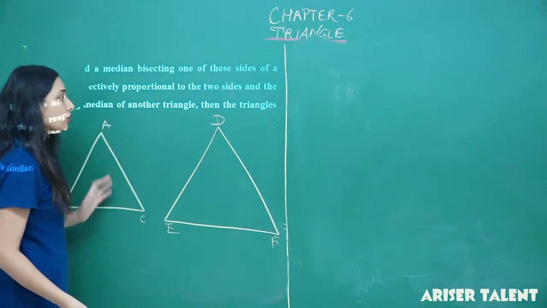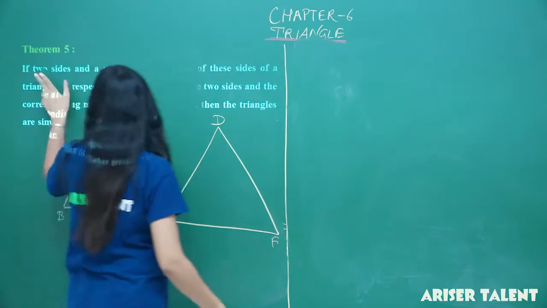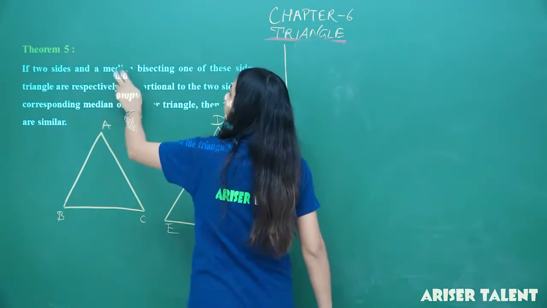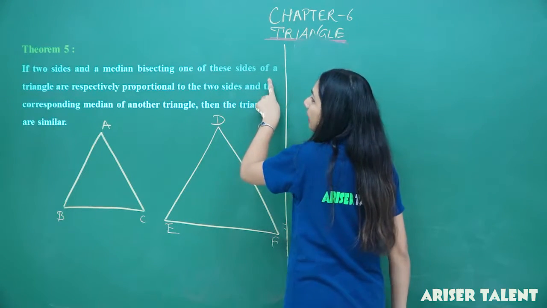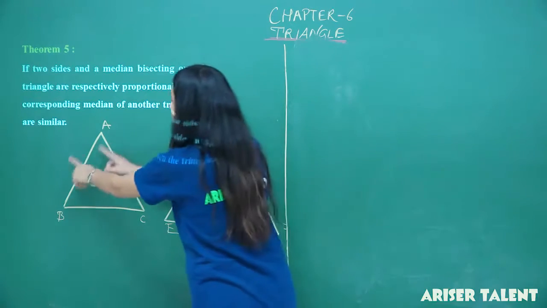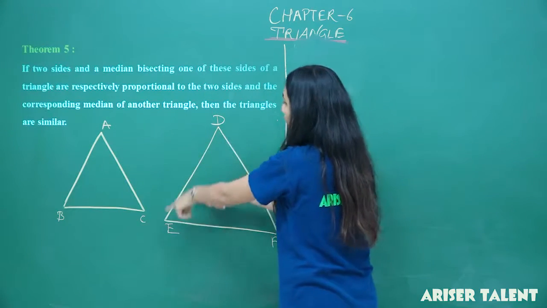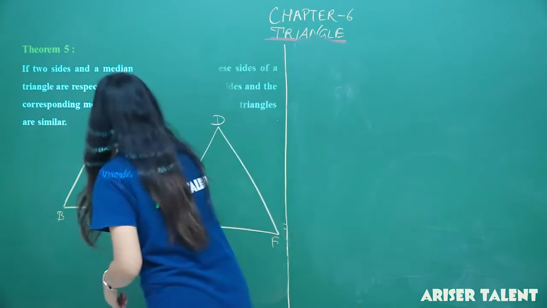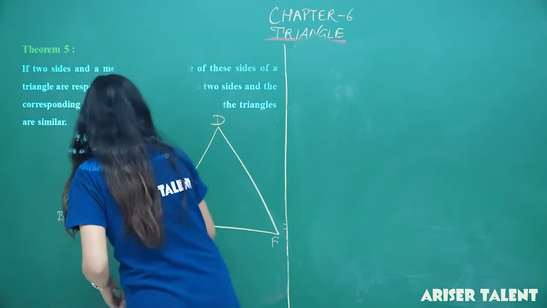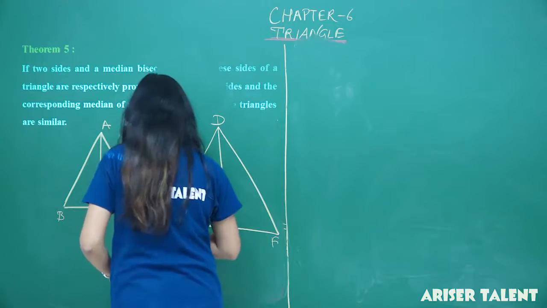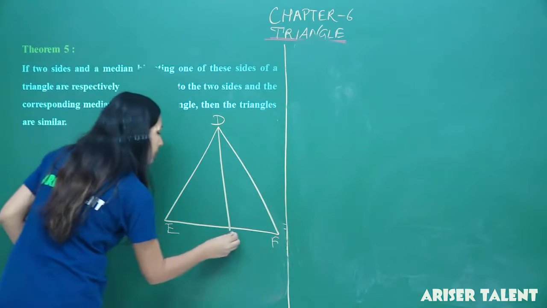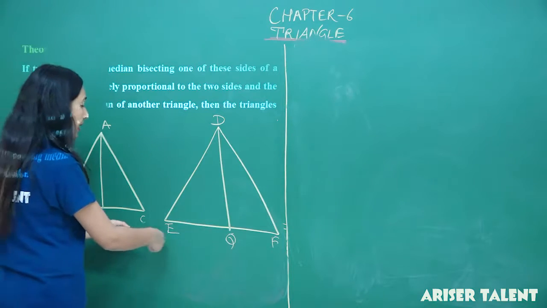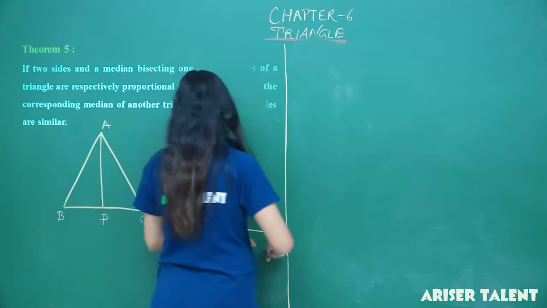So, I have made two triangles. Now, it is saying that two sides and a median bisecting one of these sides. So, I have two sides, this side and this side, this side and this side, and a median bisecting one of these sides. So, let us have this and this as P and Q. These are the medians. Medians mean BP equals PC and EQ equals QF.